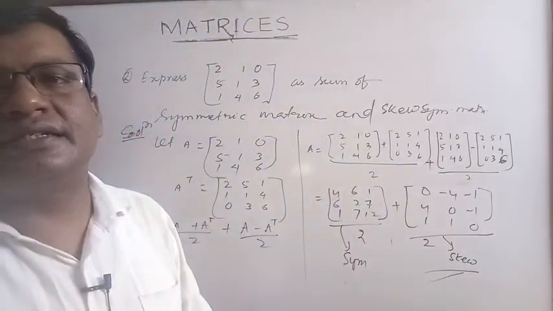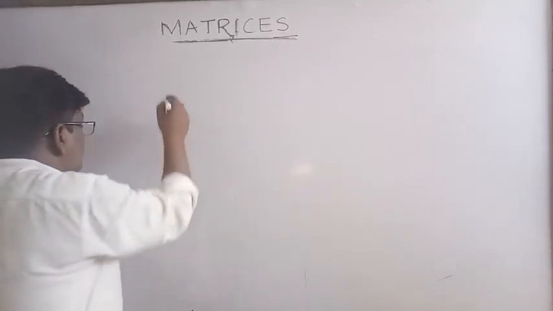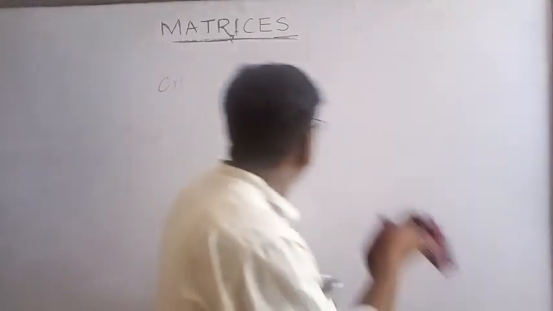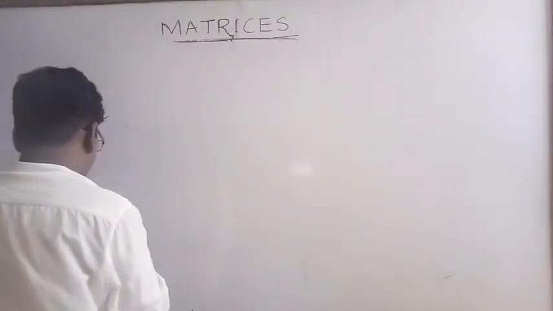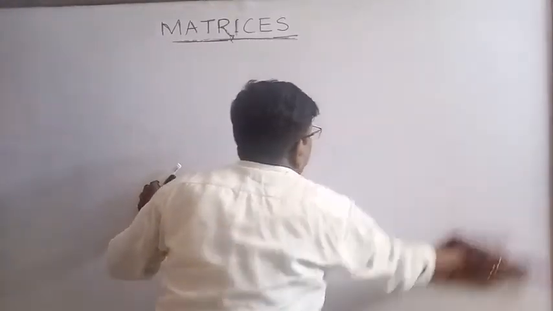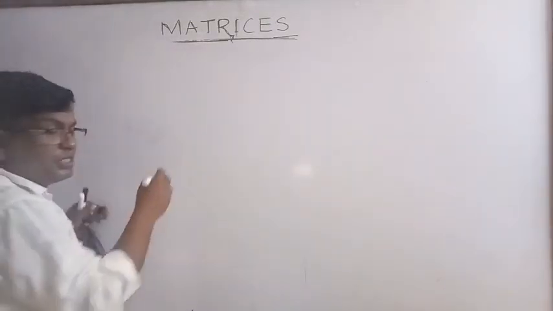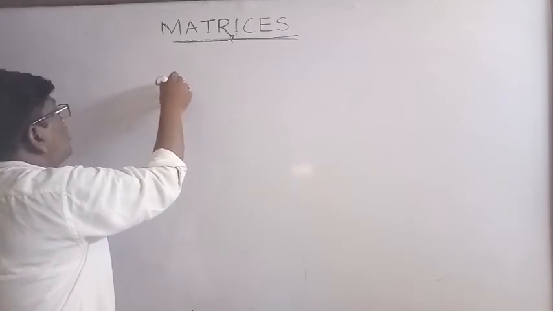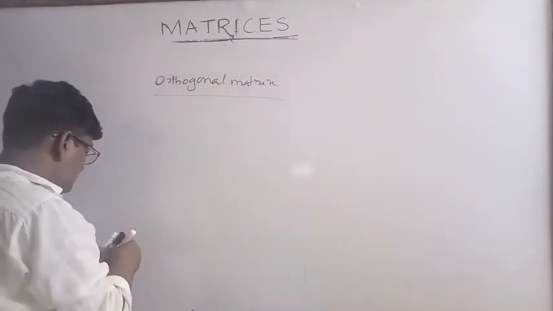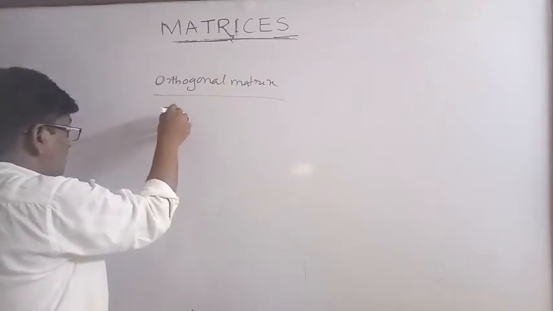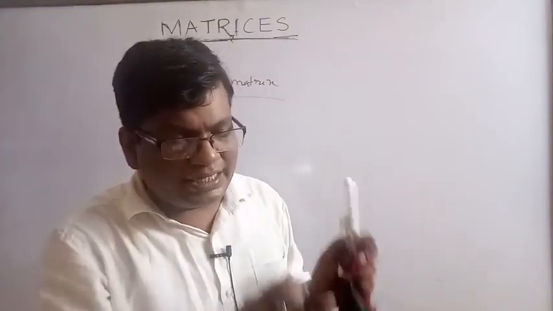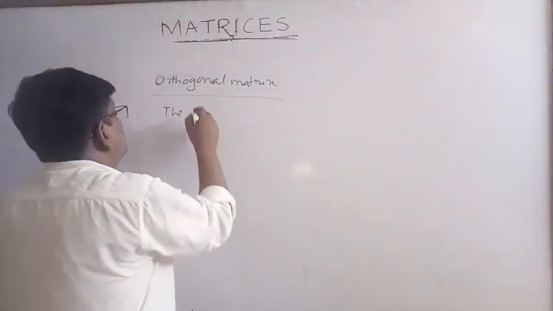What is an orthogonal matrix? A square matrix A is said to be orthogonal if A into its transpose, that is A into A transpose, is equal to the identity matrix.